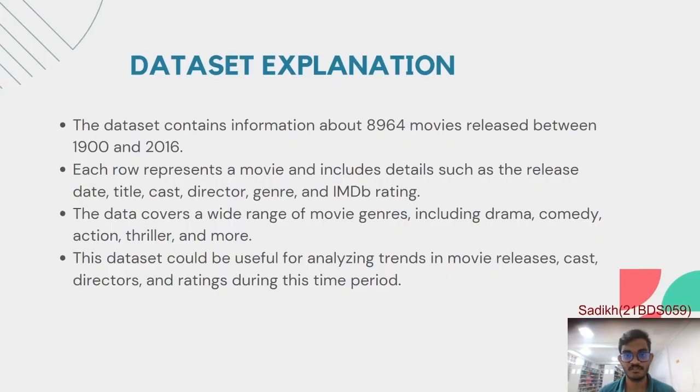Let's see the dataset we have used for our project. We took our dataset from a very large dataset called MovieLens 25M, which contains around 160,000 movies' data. Our dataset is a subset of it, which contains 8,964 movies released between 1900 and 2016. Our dataset has columns such as release date, cast, director, IMDb rating, genre, etc. As our data is a bit large, it can also be used for a movie recommendation system, and it is very useful for analyzing trends in movie releases.